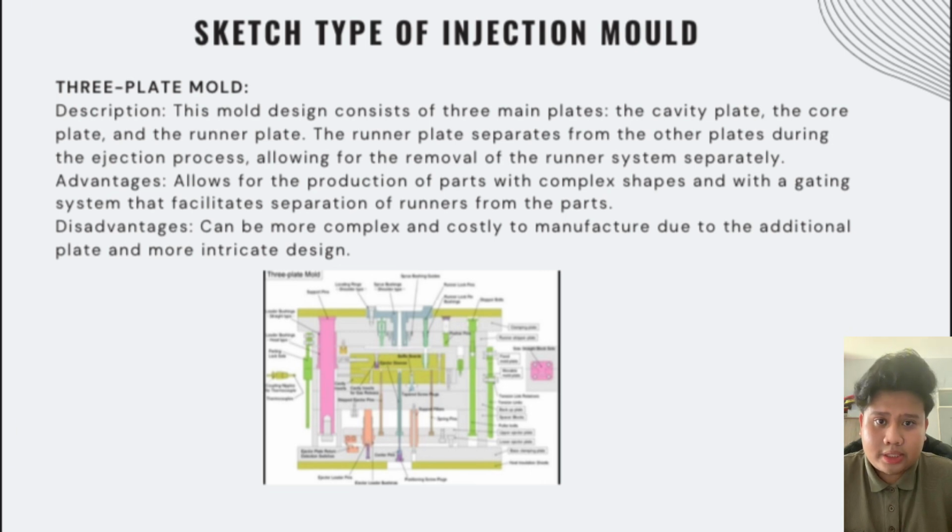Sketch the types of injection mold. 3-plate mold. Description: this mold design consists of three main plates: the cavity plate, the core plate, and the runner plate. The runner plate separates from the other plates during the injection process, allowing the removal of the runner system separately. Advantage: allows for the production of parts with complex shapes and with a gating system that facilitates separation of runners from the part. Disadvantage: can be more complex and costly to manufacture with the additional plate and more intricate design.